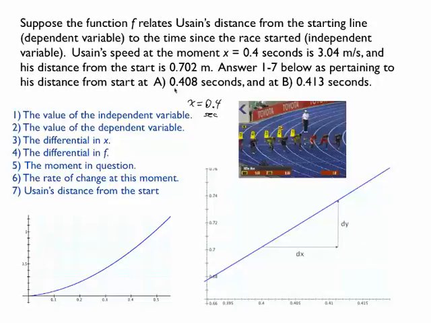Okay, so I'll just go with the moment. So the value of the dependent variable at the moment in question. What's the value of the dependent variable at the moment in question? Okay, f of 0.4, which is 0.702 meters. So I should have clarified 1 and 2 to talk about the moment in question, right?